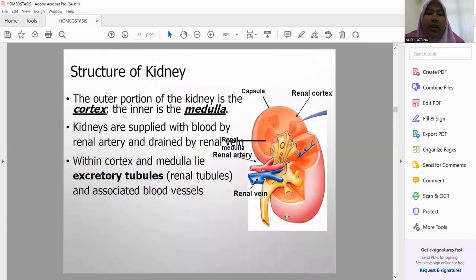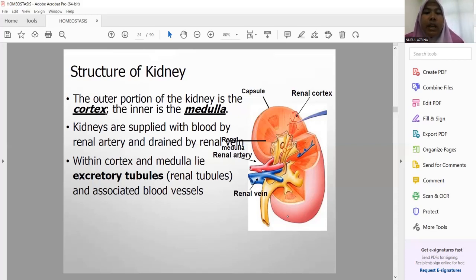Next, the structure of the kidney in detail. The outer portion of the kidney is the cortex and the inner region of the kidney is the medulla. So this is the renal cortex, from this area until this area, whereby starting from the renal pyramid over here is the region of the medulla.